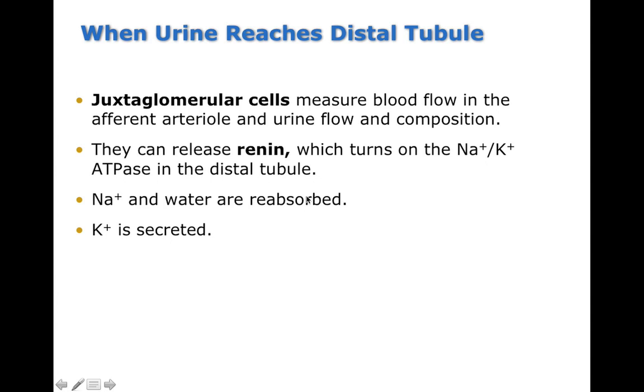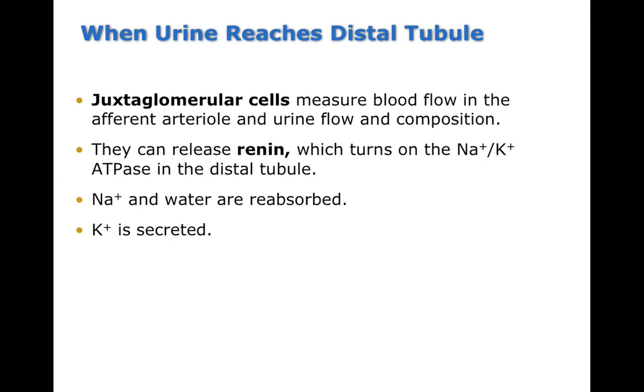Now, when urine reaches the distal convoluted tubule, which is the last part of your nephron, cells of the distal convoluted tubule, we call these the juxtaglomerular cells, can actually measure flow in the afferent arteriole, and they also get information from cells called macula densa that measure how salty the fluid is. And if the fluid is too salty, or if your blood pressure is too low, these cells can release a hormone called renin, and it's released by cells called granular cells of this juxtaglomerular complex. But what renin does is it goes in the bloodstream.